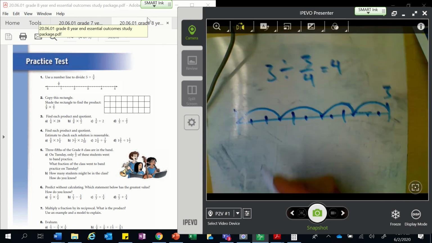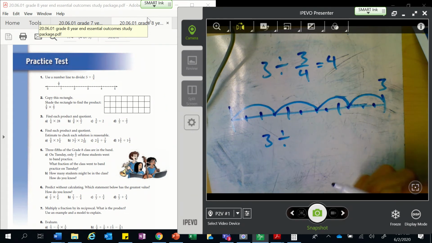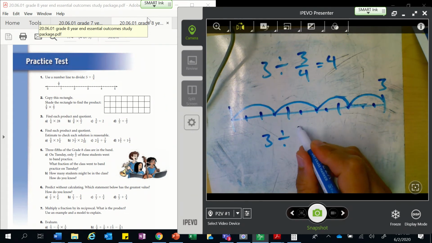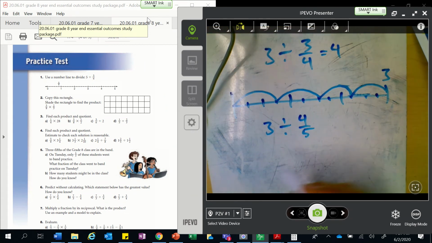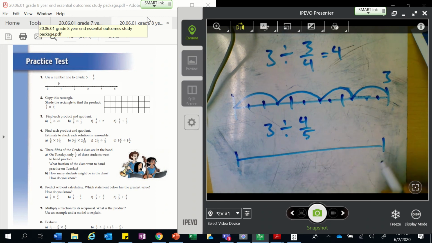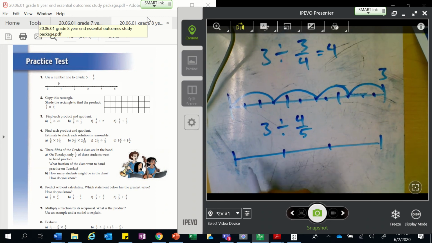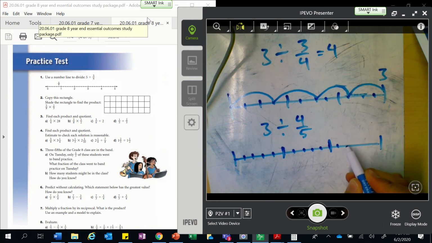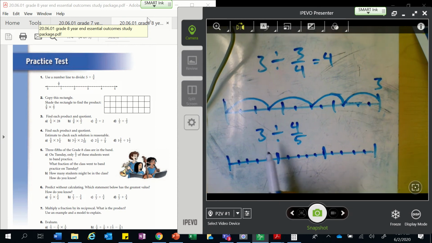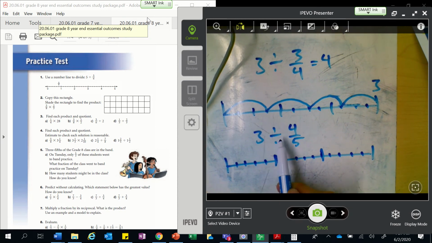What if I had 3 divided by 4/5? So this is going to get a little more difficult. So here I've got 1, 2, 3. 1, 2, 3, 4, 5. Let's make those a little bigger so you can see them. 1, 2, 3, 4, 5. So 3 cut into sizes of 4/5.